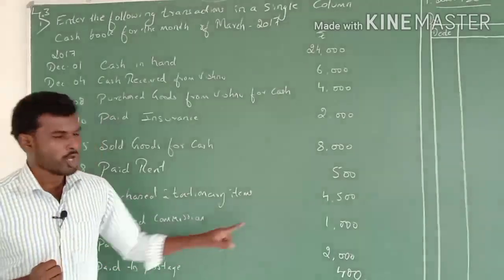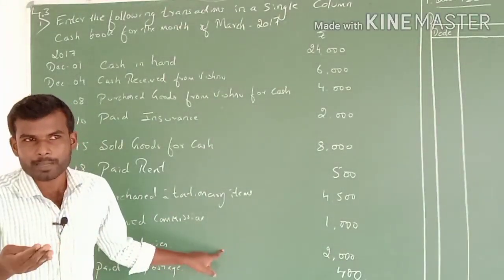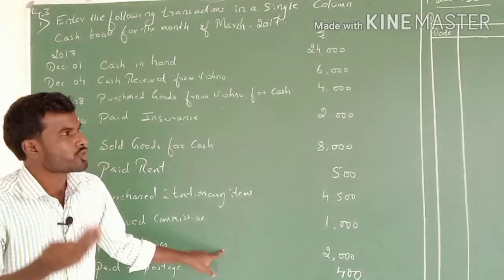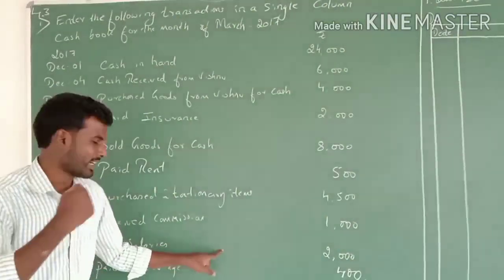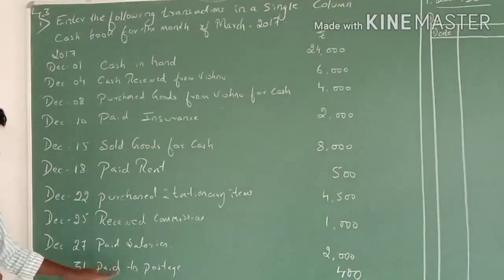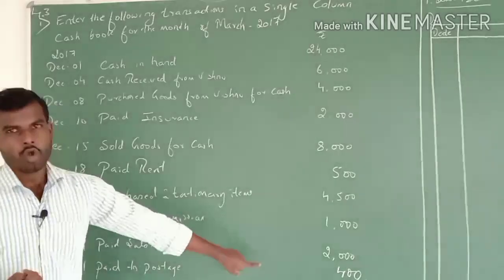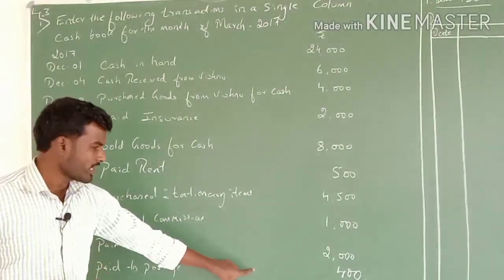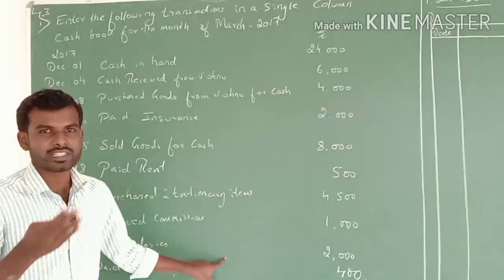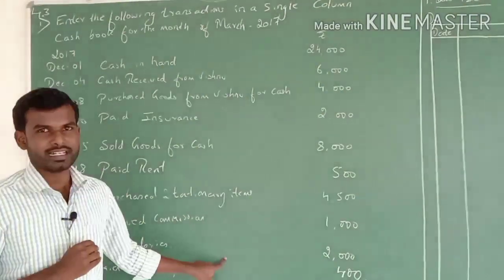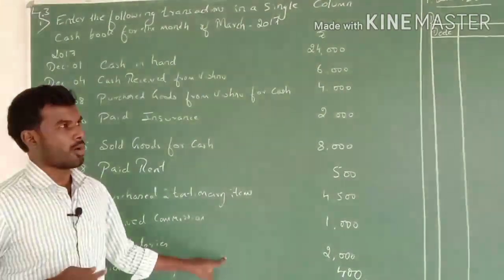Again, on December 27th, paid salaries. How much is there? 2,000. When we are paying salary, what happens? The cash balance decreases, so it should be recorded under which side? Credit side. Again, on December 31st, paid postage. How much is there? 400. So automatically what happens here? The cash balance decreases, so it should be recorded under the credit side. Now we can solve the problem.